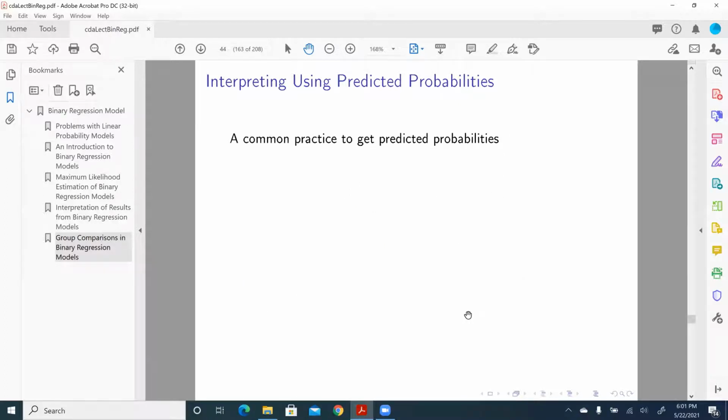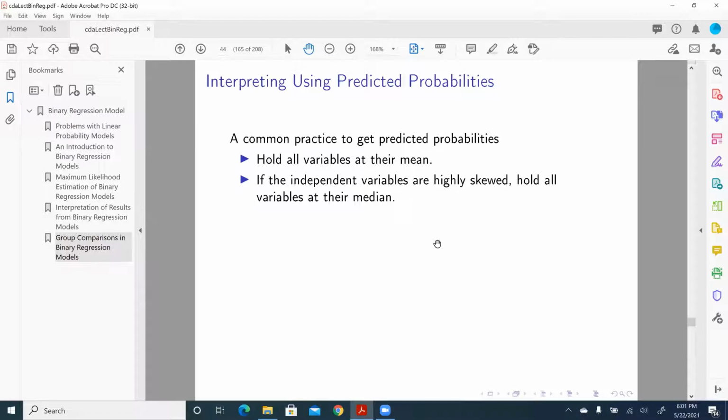And what kind of setup can we have for predictive probabilities? Well, a common practice is to hold all variables at their mean. That's just one possibility, but it's very commonly practiced. When the independent variables are highly skewed, when the mean does not represent the center of the distribution, then we better use the median a lot of times.